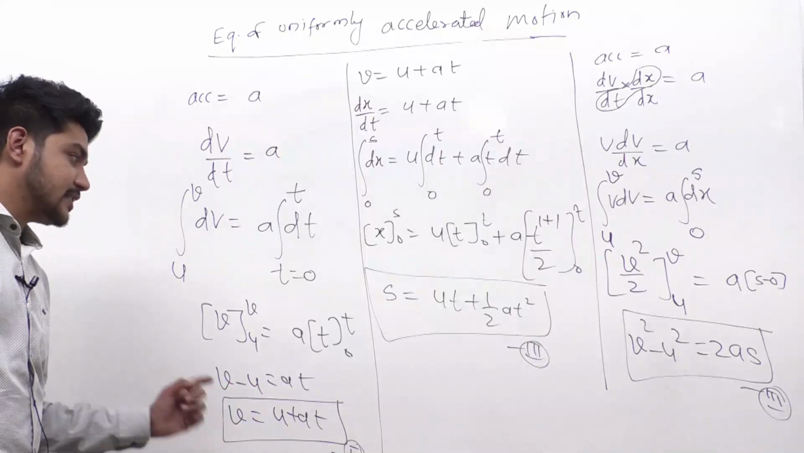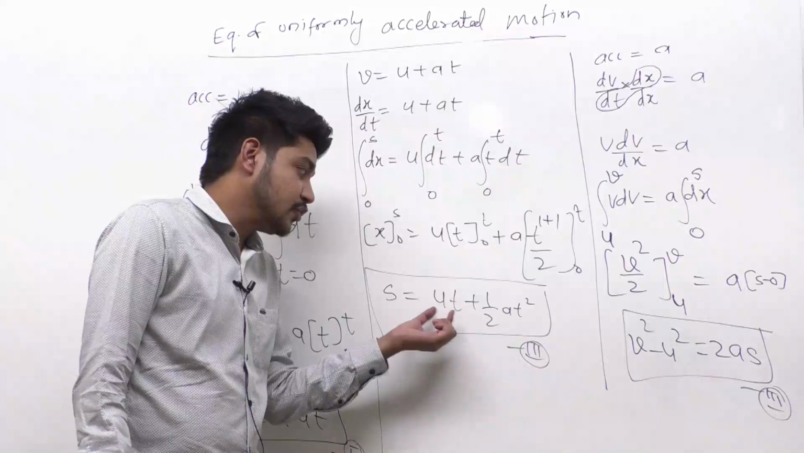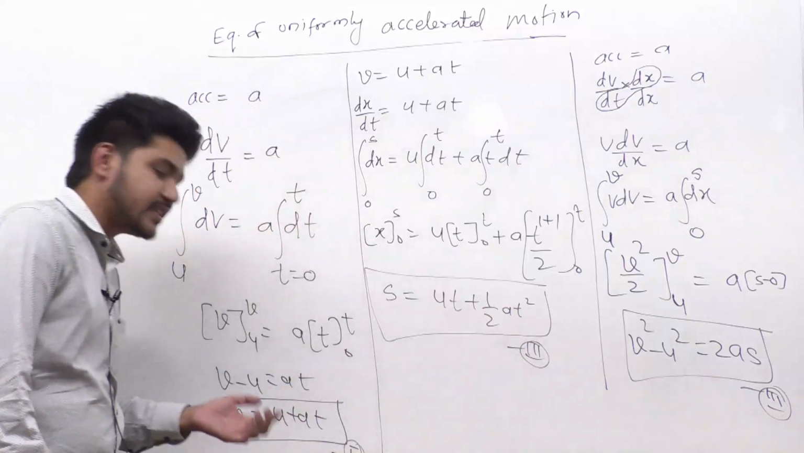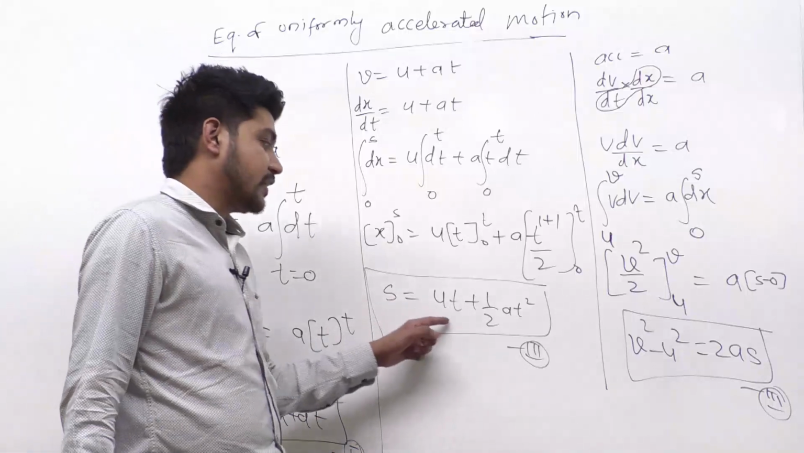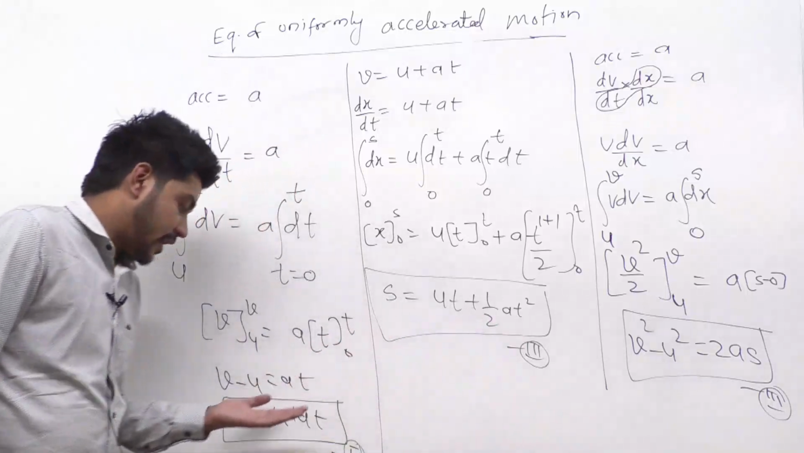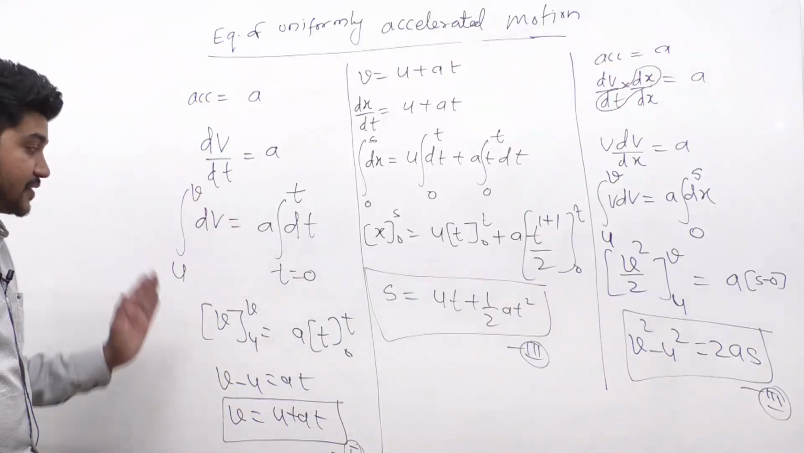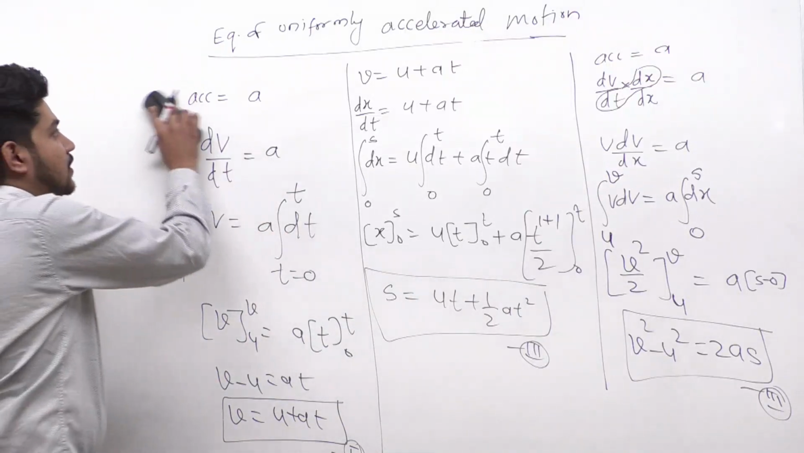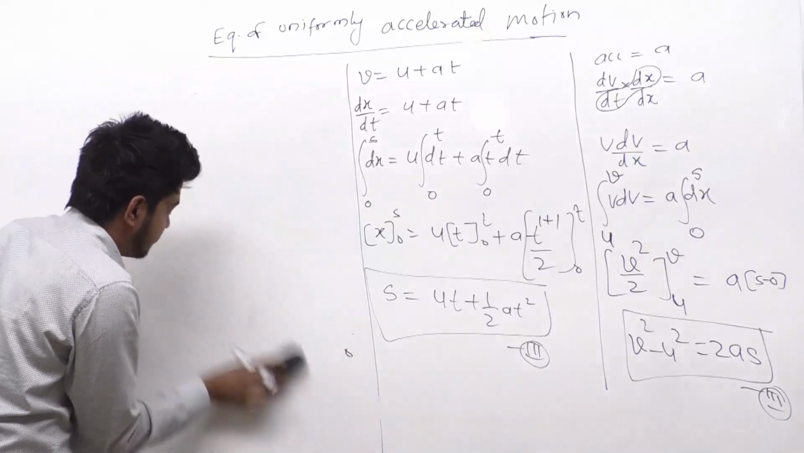Now I'll just write the three equations again, and I'll write what the significance of u, a, t and v is, just so that whenever you are solving a problem, you should know exactly what u, a, v and t mean. So you just copy this and I'm erasing this. Fine. So these are the three equations of motion.